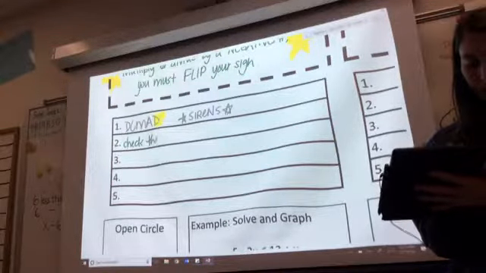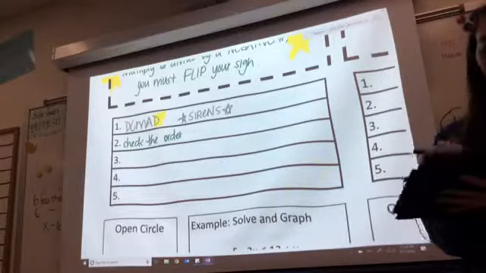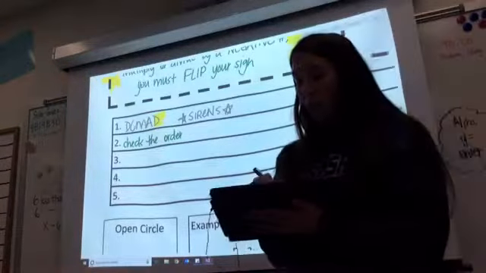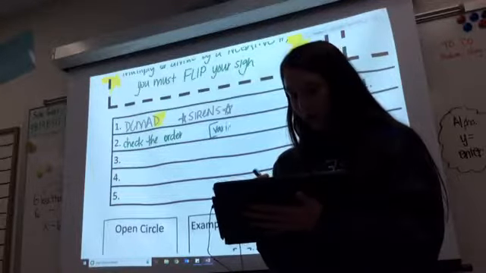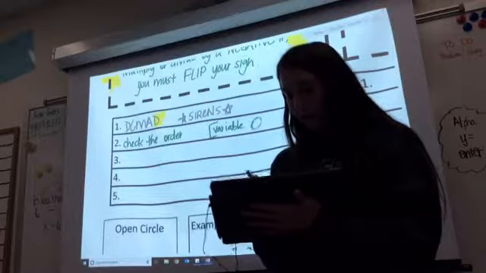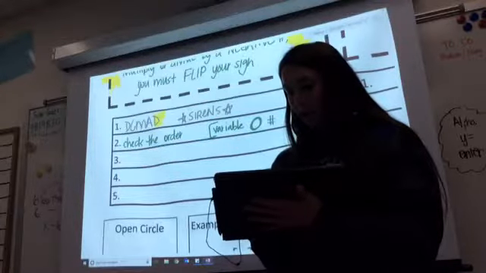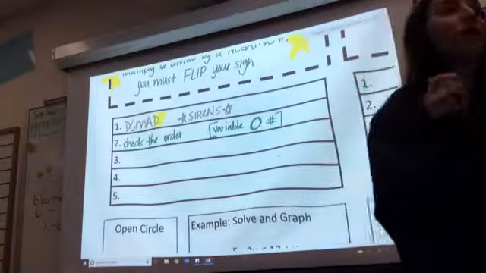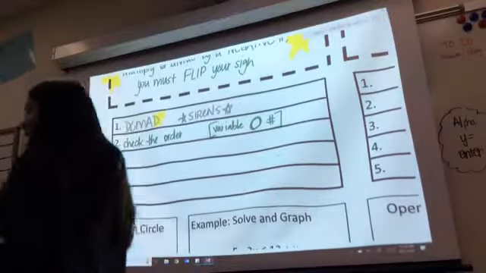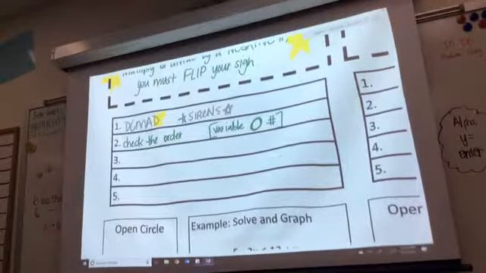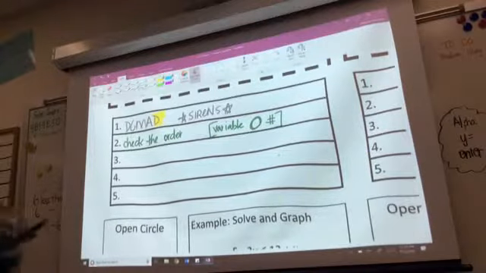So once we solve, we're going to do this thing called check the order. We're going to check the order we wrote our answer in. And that order needs to be variable, then the sign, then a number, because we always want our variable on the left. So remember whenever we were solving, we want to move our variables to the left. Here is why: it makes our lives easier when we're working with inequalities.